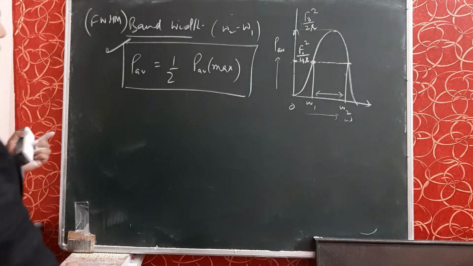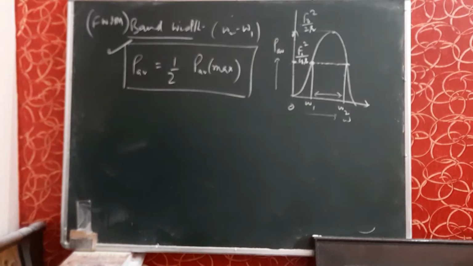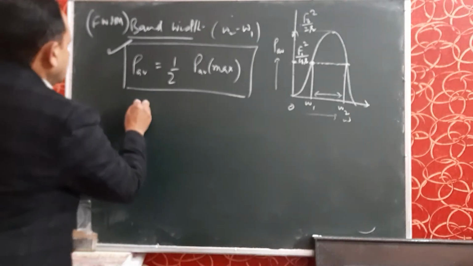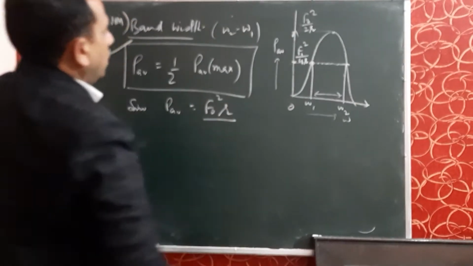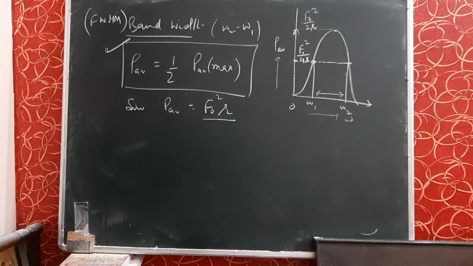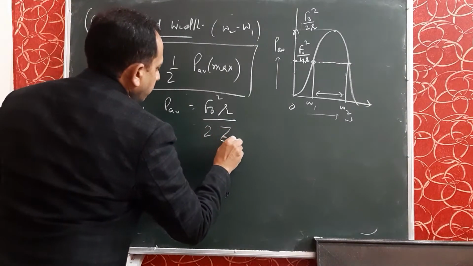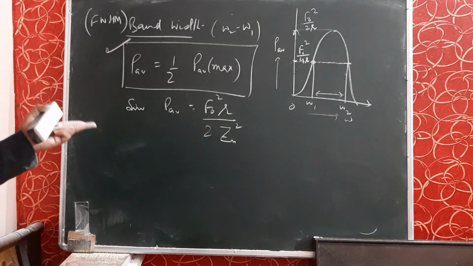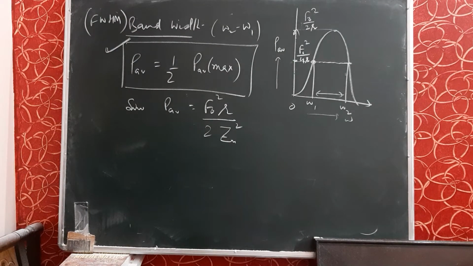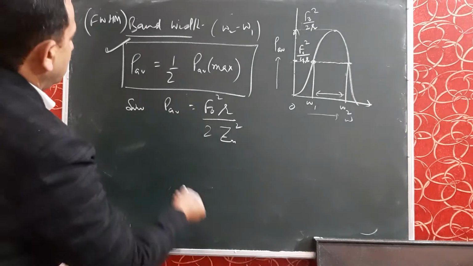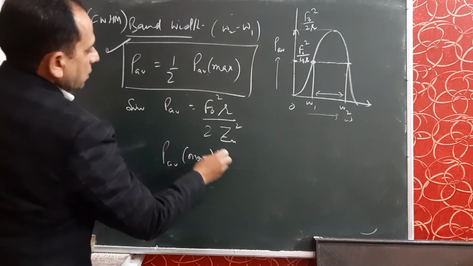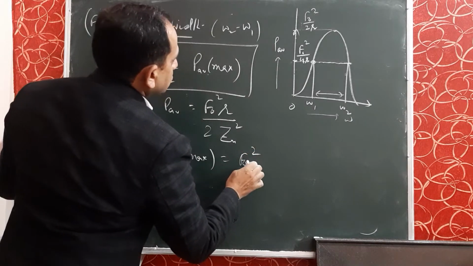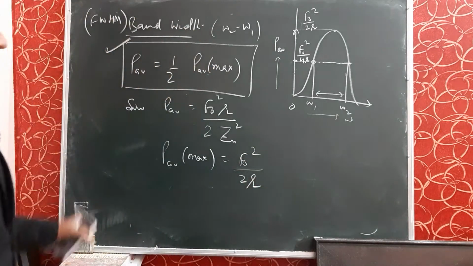So what is P average and what is P average maximum? Since we know that P average is equal to f naught square r over 2 zm square, this value we have already used in the previous article. And what is the value of P average maximum? Maximum is the maximum value of this P average. So it is f naught square over 2r.